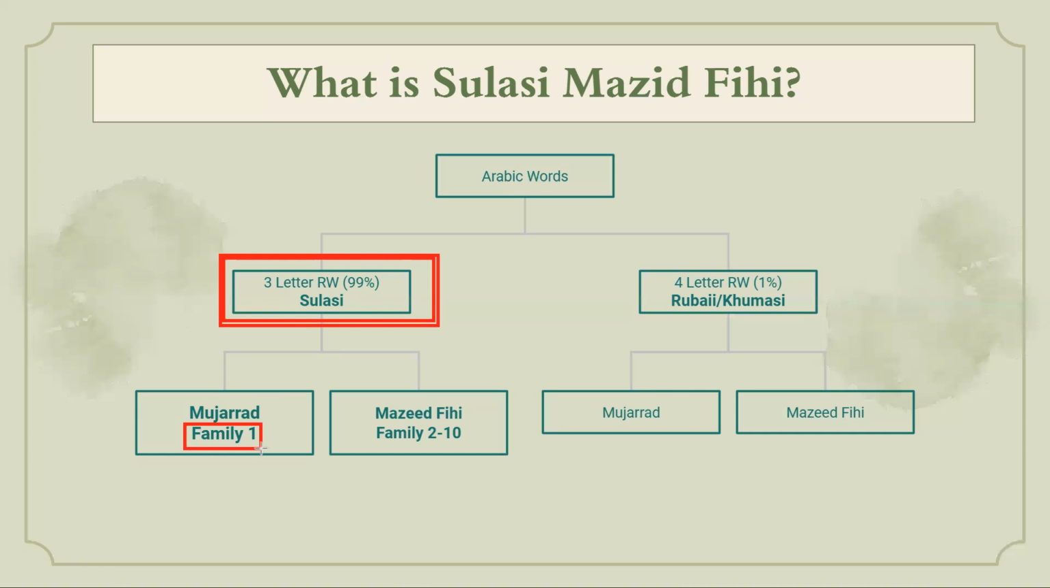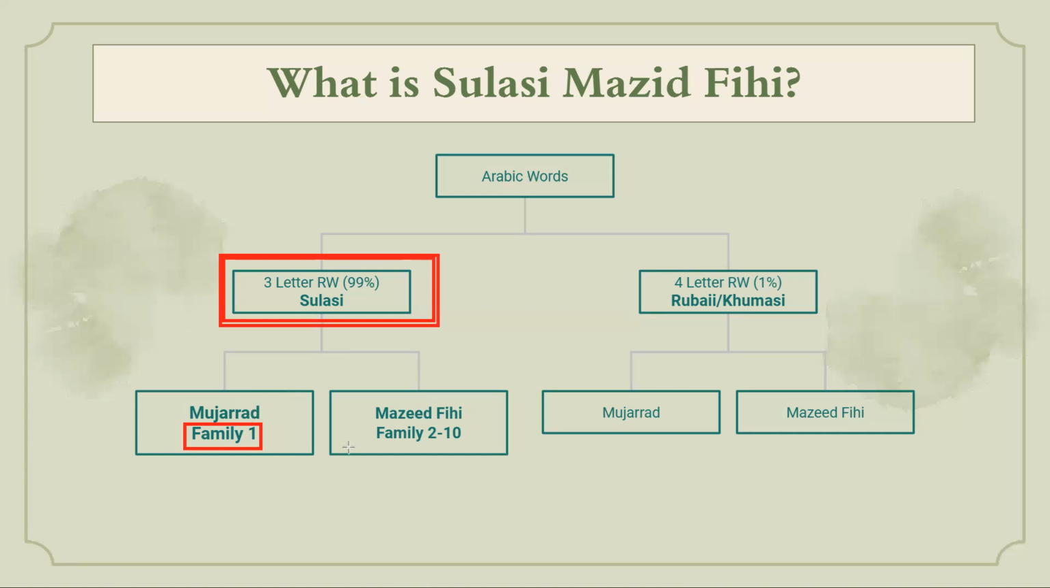Why do we call it Mujarrad? Because in this family, there is no additional letter in any of the word forms. Whether you take present tense or past tense, or the masdar, the verbal noun form, or ism fail, the doer form, all the words that are coming from family 1 don't have an extra letter. That's why it is called Mujarrad. Mujarrad means alone.